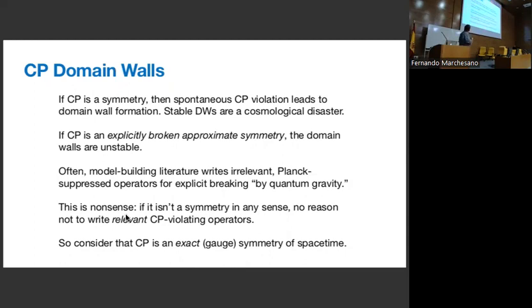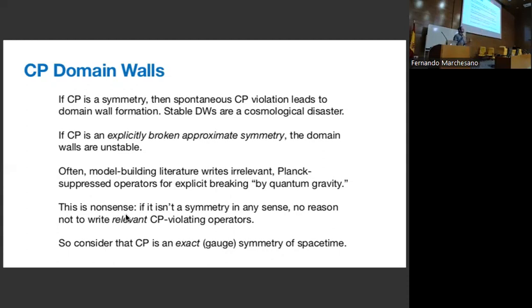Now, one way out of this is to say maybe it's not an exact symmetry, but an approximate symmetry that's explicitly broken. And in fact, there's a lot of literature on this. If you go looking at the phenomenological literature on these spontaneous CP breaking models, what a lot of people say is, well, gravity breaks symmetries, so let's write down a theory that has CP symmetry and then add some irrelevant Planck suppressed operators that break it.